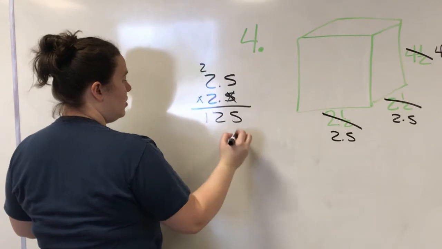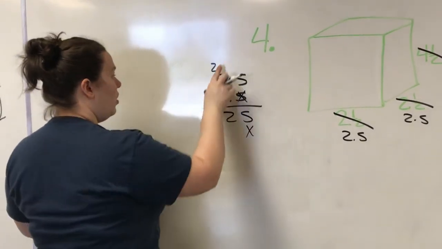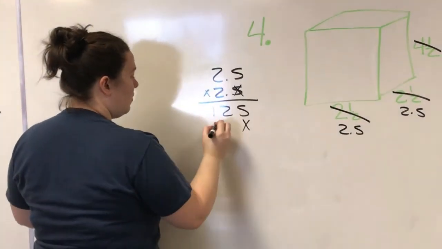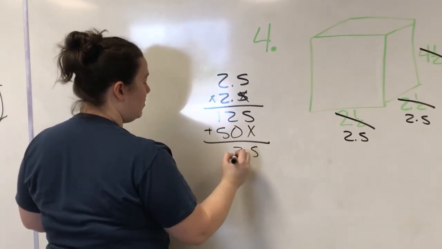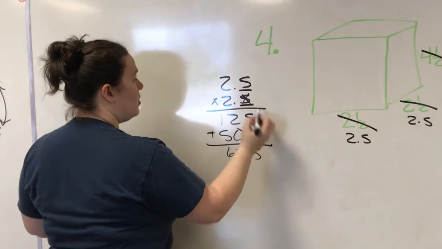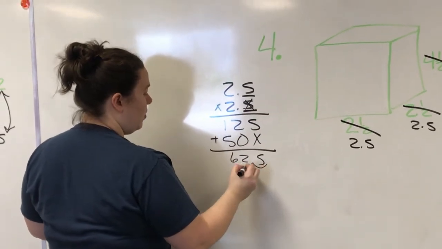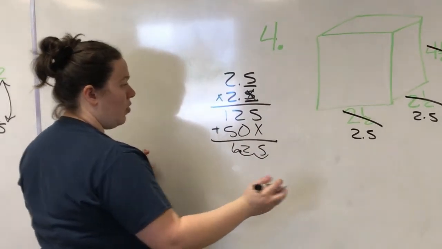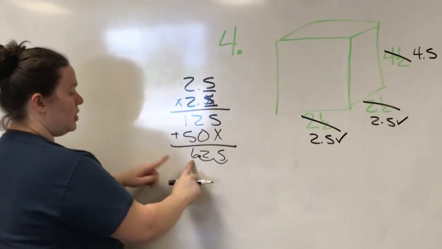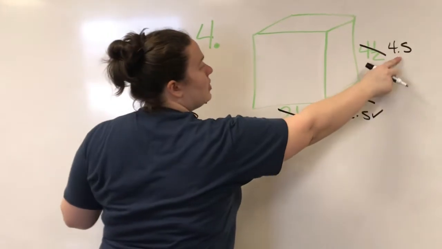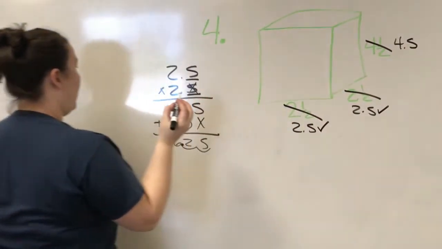I've used this one, so put a placeholder. 2 times 25 I know is 50. I add that together. 5, 2, and 6, with 2 decimal places in the original problem. Okay, so I've used this one, I've used this one. Now I need to do 6.25 times my 4.5.